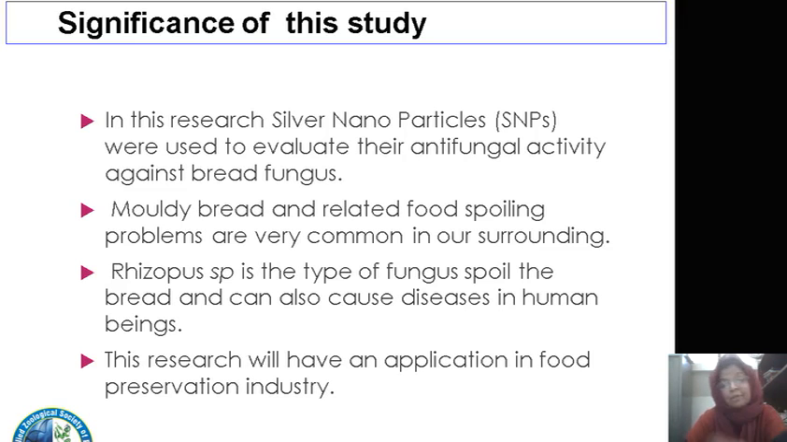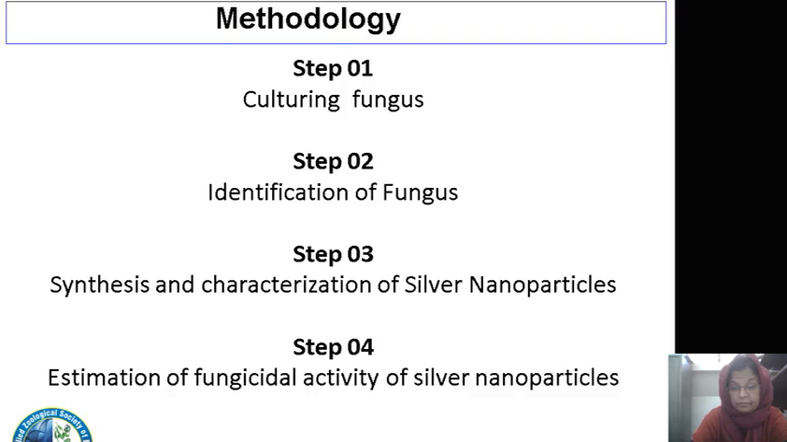You might be aware that bread fungus, that is Rhizopus species, spoils food, and it also has many effects on human beings as a disease causing agent, especially for diabetic patients and for patients who have a compromised immune system. So this fungus is very dangerous.